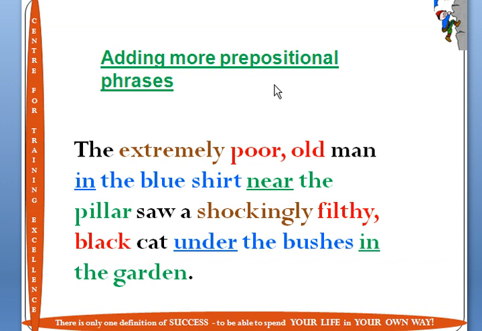Here, some more prepositional phrases have been added. Near the pillar, in the garden. The extremely poor old man in the blue shirt near the pillar saw a shockingly filthy black cat under the bushes in the garden.